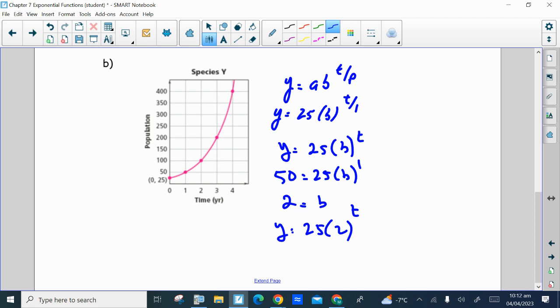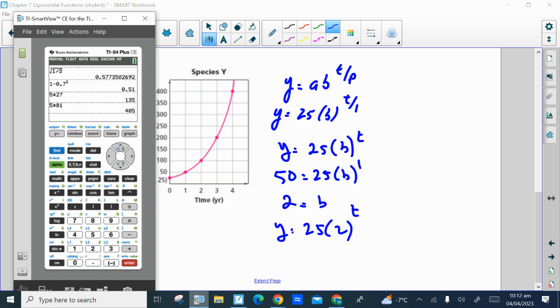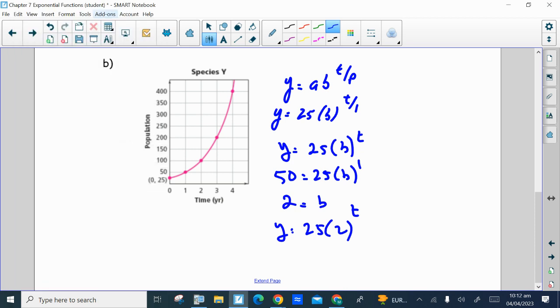Okay? And we can check that as well in our calculator. When T is 2, 2 squared is 4. 4 times 25 is 100. When T is 3, 2 cubed is 8. 8 times 25 is 200. When T is 4, 2 to the 4th is 16, and 25 times 16 does equal 400. That's our last point. Okay, so they all check. We know our equation is correct.